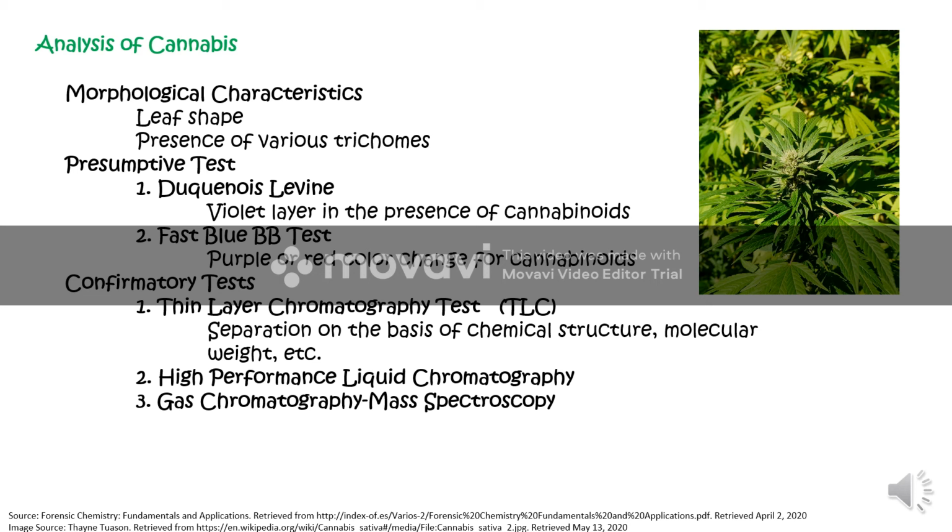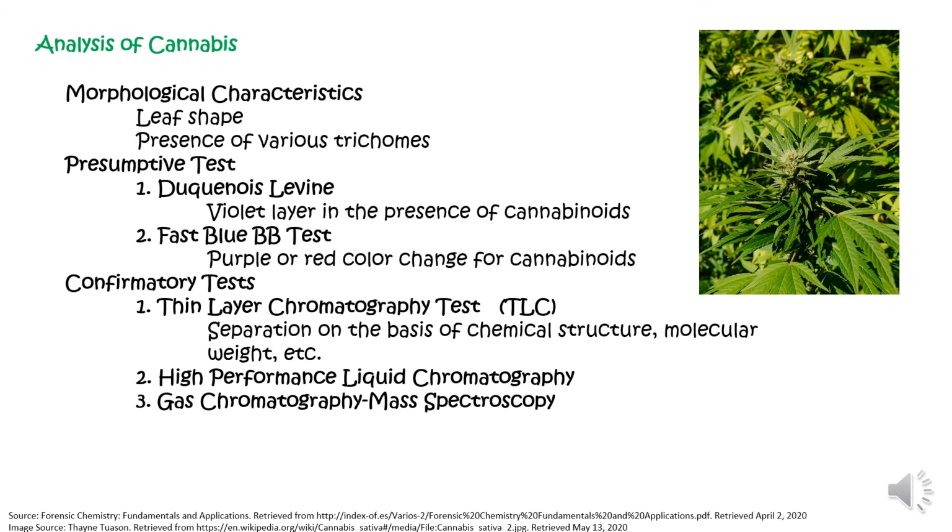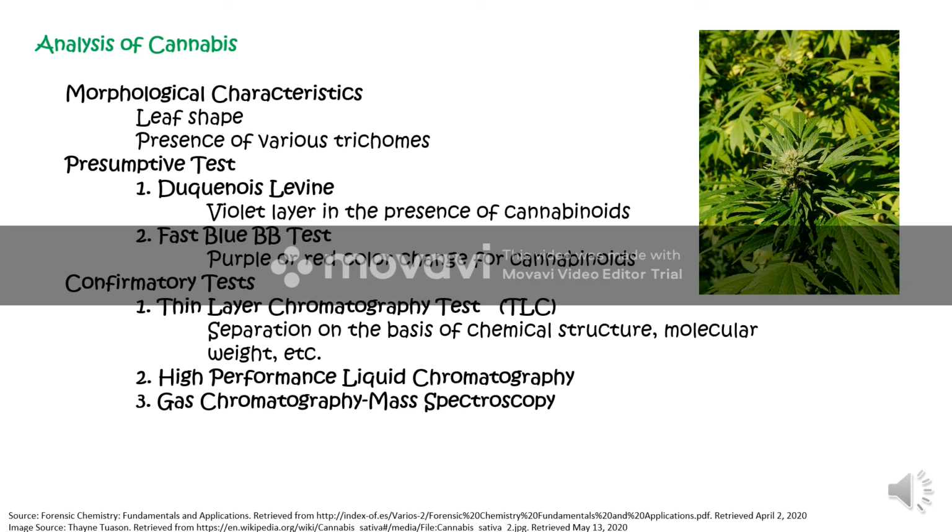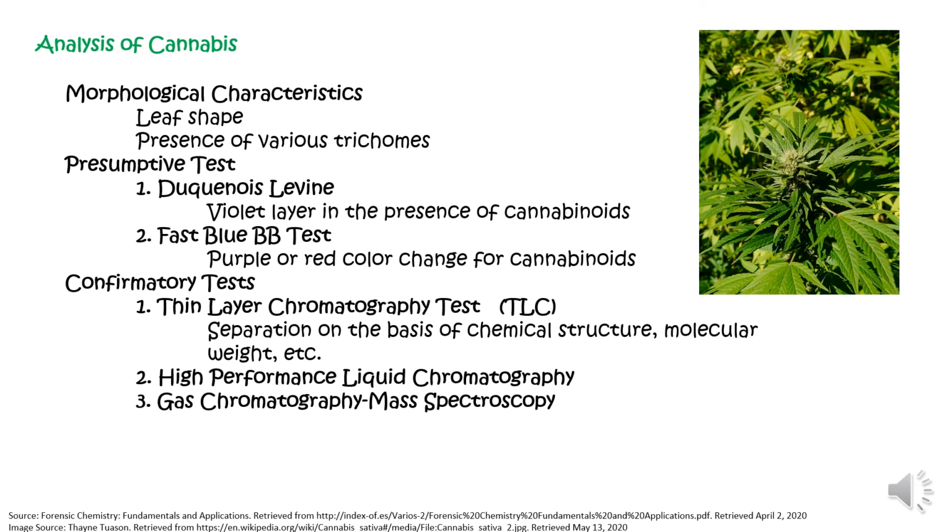Thin layer chromatography, or TLC, can also be used to identify which drug is present within a drug class, as each different compound within the drug group can be separated on the basis of chemical structure, molecular weight, and so on. In many cases, the TLC plates need to be developed using chemical developers that would give characteristic colors for the compounds under test.